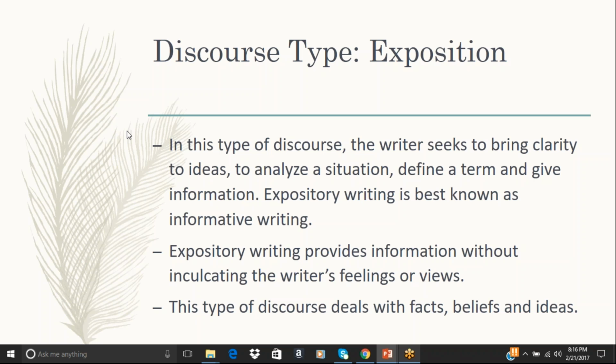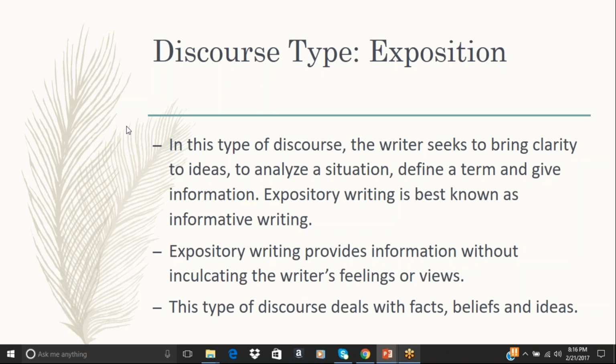Good. So everybody, what is one word that can be used to cover everything that we've stated about exposition, especially the second point there, whereby you're not going to include your feelings or views? Starts with O. Objective. Objectivity. Who said objectivity? Nikari? All right, good.